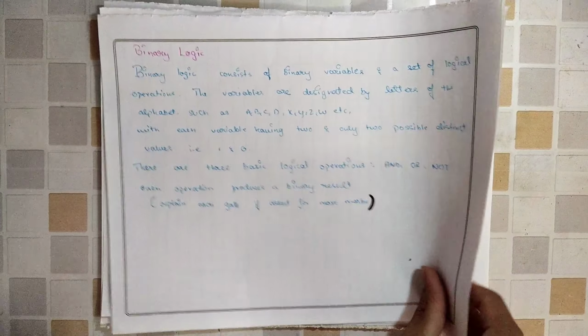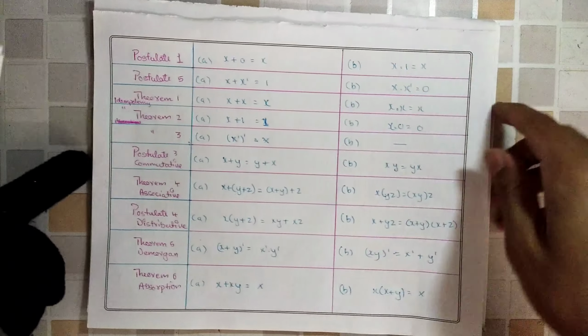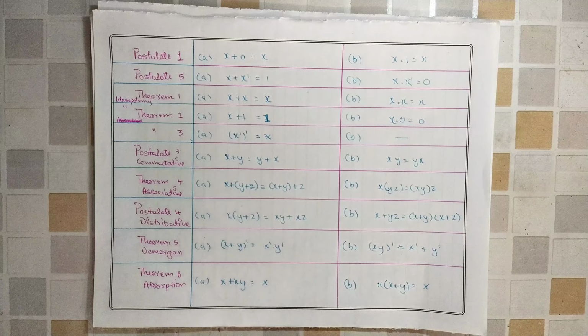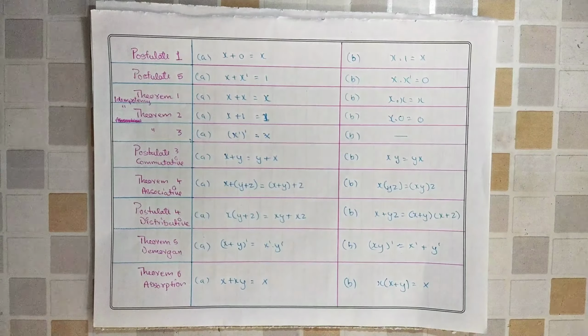Moving to the next, we have some binary theorems in this chapter. You can see here you have 6 theorems and the postulates. They have mentioned postulate 1, 5, and again postulate 3, postulate 4 and so on. You don't have to prove the postulates, just like in maths how we say we know it from this, that. But the theorems you have to prove here.